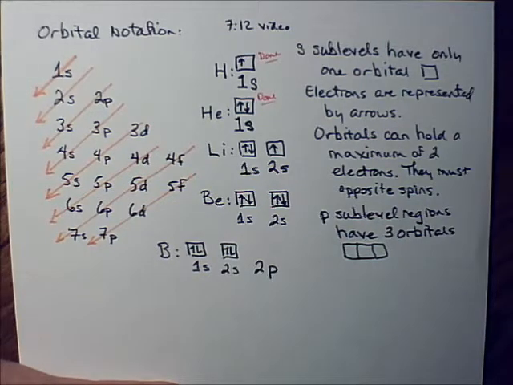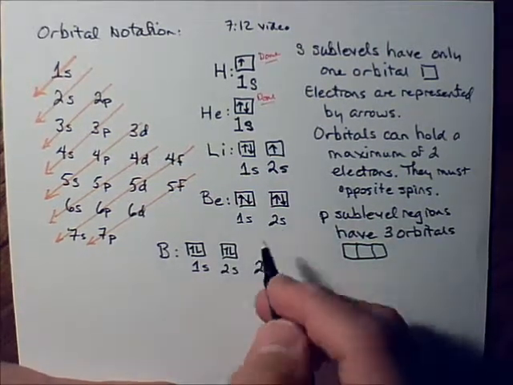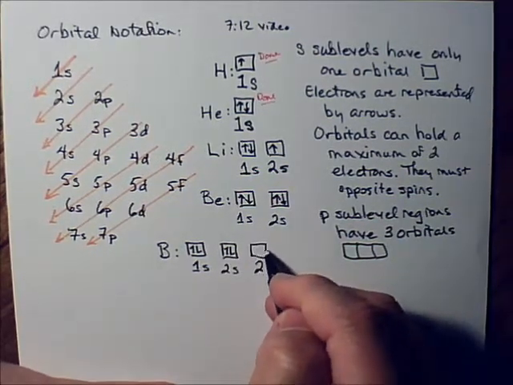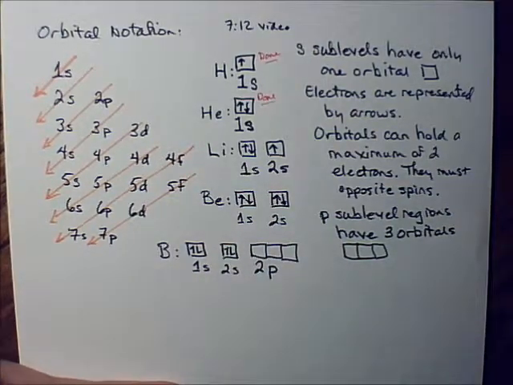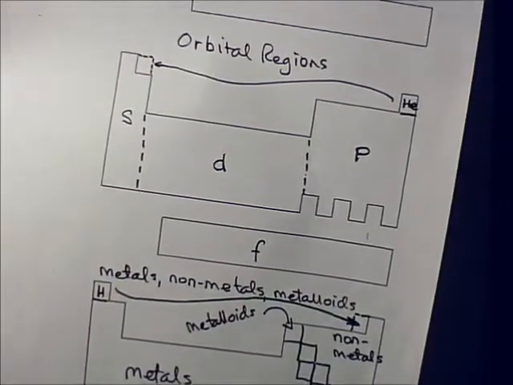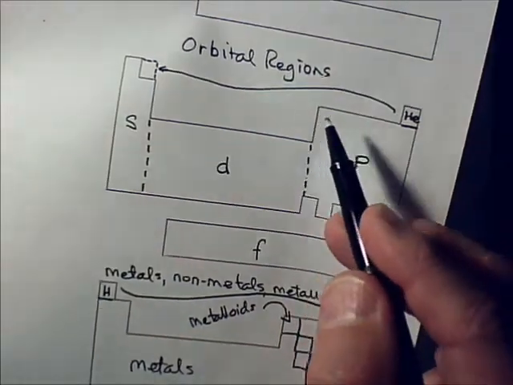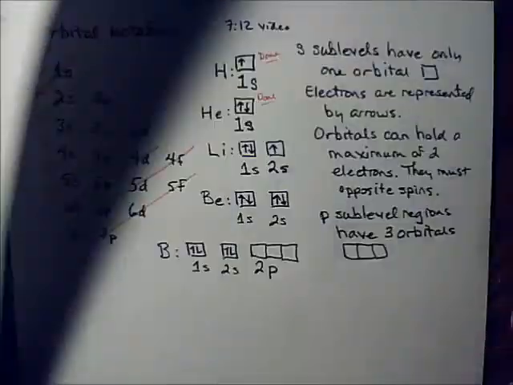All right, a p suborbital region has to have 3 orbitals. This represents the 3 orbitals in the p suborbital region in the second primary energy level. The second primary energy level is represented by boron being in the second period of the periodic table, the second row. The p suborbital region is represented by where it is located on the periodic table, in this region over here. Boron's right in the upper left corner right here.